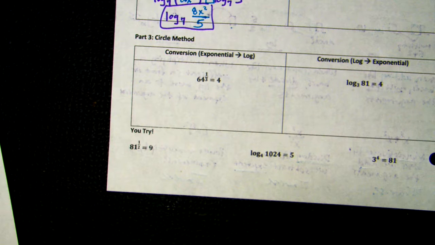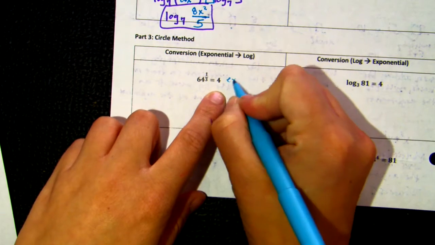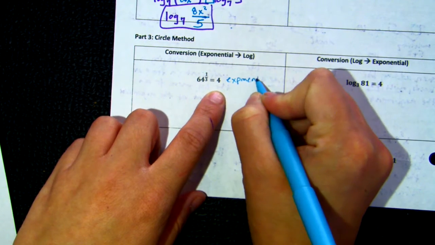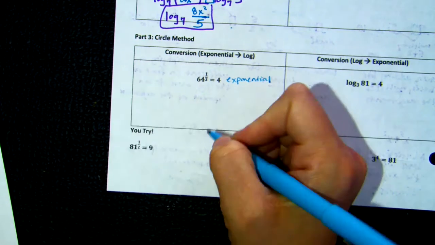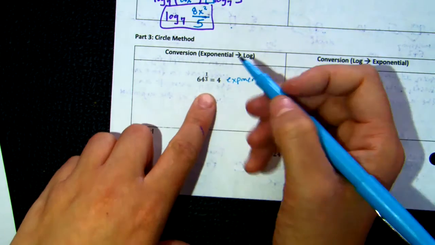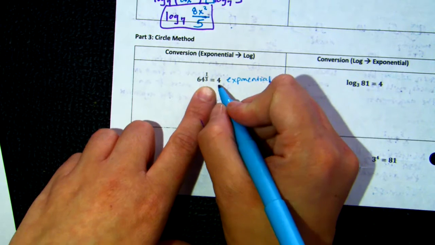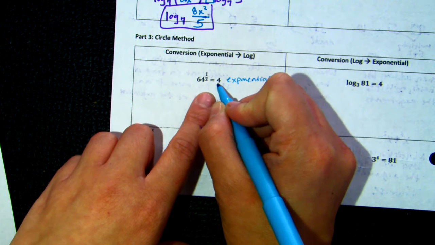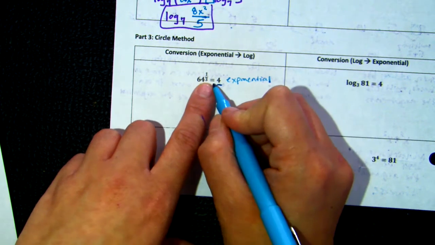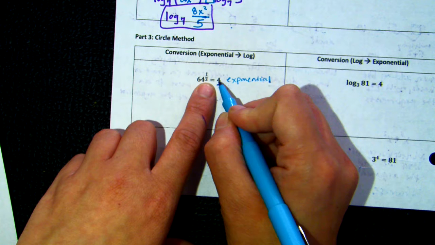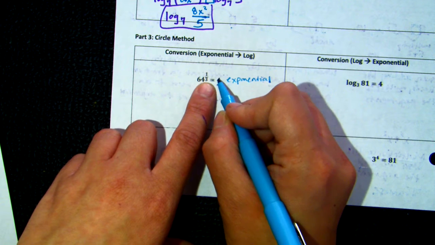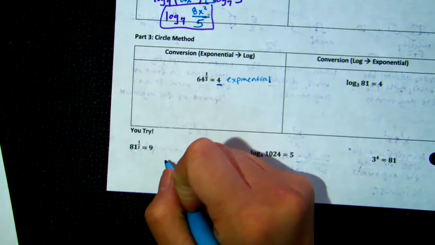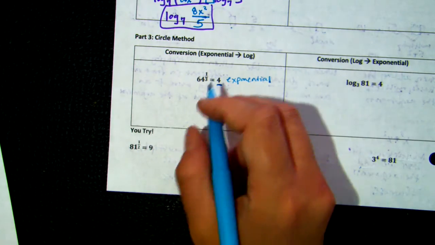This is our circle method. Okay? So here I can tell I start in exponential form because I don't see a logarithm and I do see an exponent. What you always want to make sure of is that your single number has to be on the right-hand side of the equal sign. That's true in logarithmic form and in exponential form.